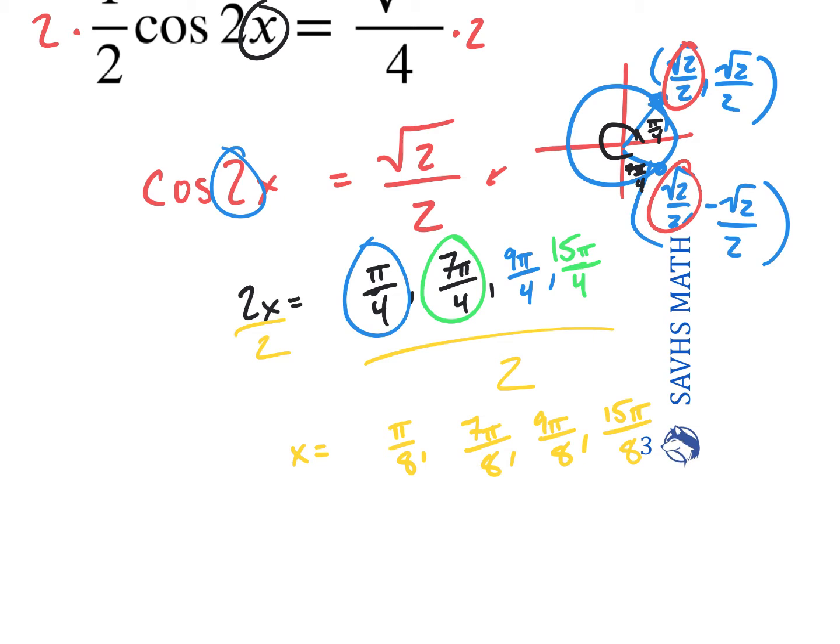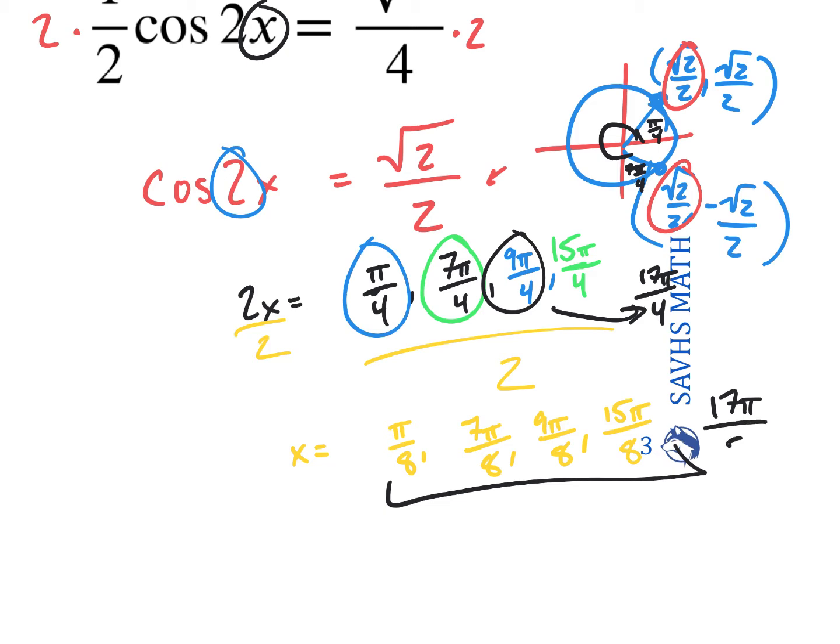The question is, is this all of the ones within the range 0 to 2 pi? All of these are within 0 and 2 pi. They're all in that range. If we went another whole circle past this one, we would end up with 17 pi over 4, another 2 pi past that. If we divided it by 2, we would end up with 17 pi over 8, which is actually past 2 pi. So we can exclude that one. Anything on this side would be negative, and so that would exclude all of those also. So our answers are just these 4.